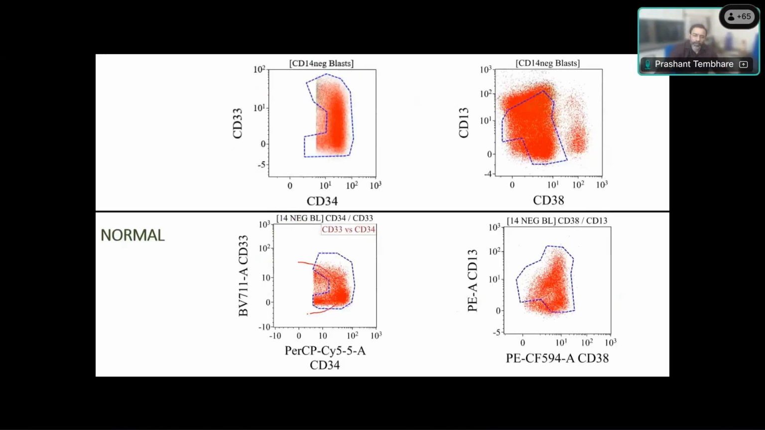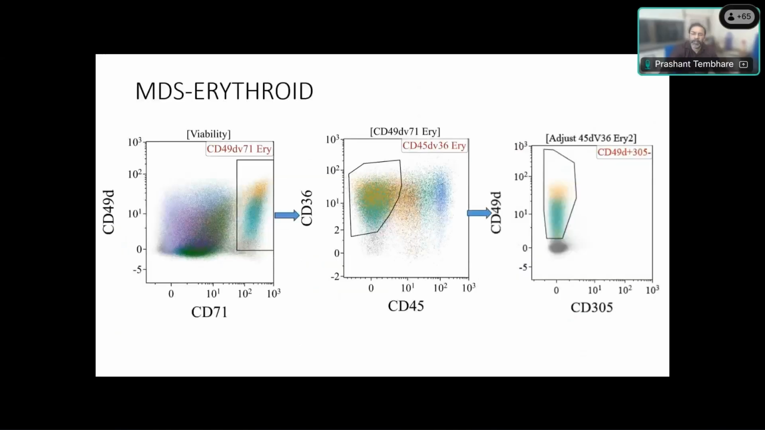Normal maturation should go like this, but here it is going up, straightening of this. The pattern is lost, right? Then again here the normal should go like this, but here complete clustering is there. So there is down regulation of CD38 as well. So there are multiple aberrancies.